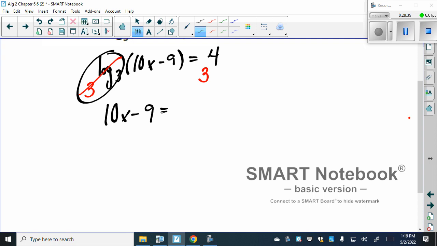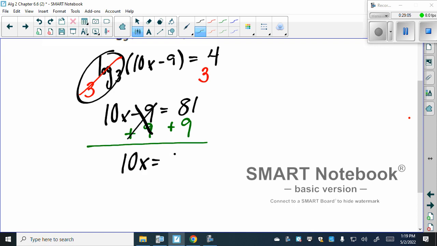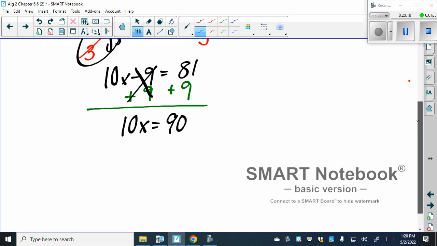Now the other side, 3 to the 4th power, we can do that in a calculator. We can multiply 3 by itself 4 times, giving us 81. Once we do that base of 3, now all we need to do is solve for the value of x. So the first thing we can do in solving for the value of x is to add 9 to both sides. Because negative 9 plus 9 is 0, leaving us with just 10x is equal to 90.